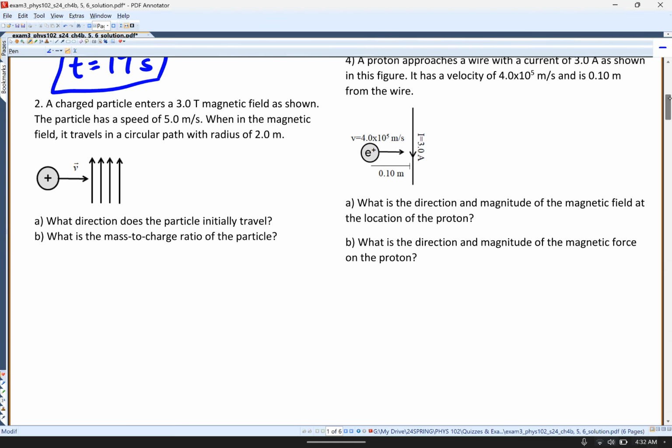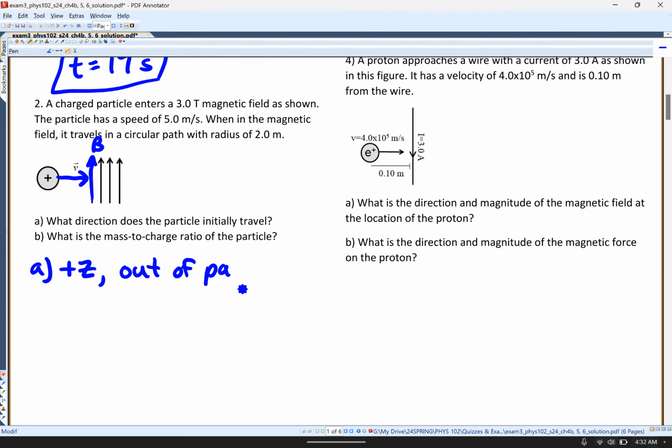You have a charged particle and there's a 3 Tesla magnetic field as shown, it has a speed, and they give you the radius. What is the direction that the particle will initially travel? So here I'm going to do the right-hand rule. Let my index finger go in the direction of V. Let my middle finger go in the direction of B. And so that gives me a direction that's either plus Z or out of page.